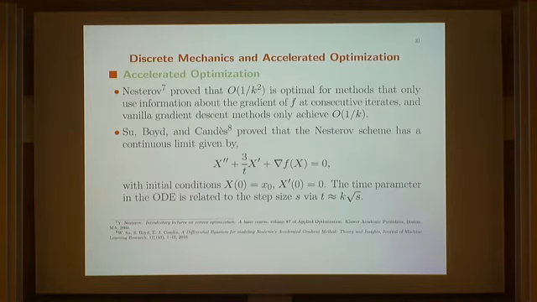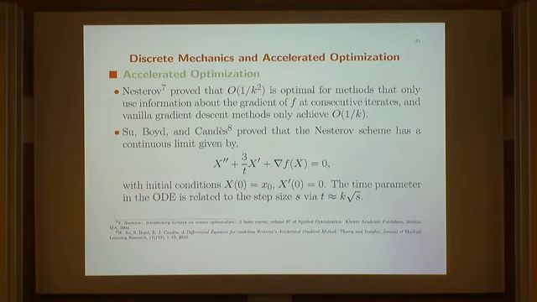So all right. Nesterov showed that this 1 over k squared is a rate that's optimal for methods which only use information about the gradient of f at these consecutive iterates, and that standard gradient descent methods only achieve a convergence rate of 1 over k.